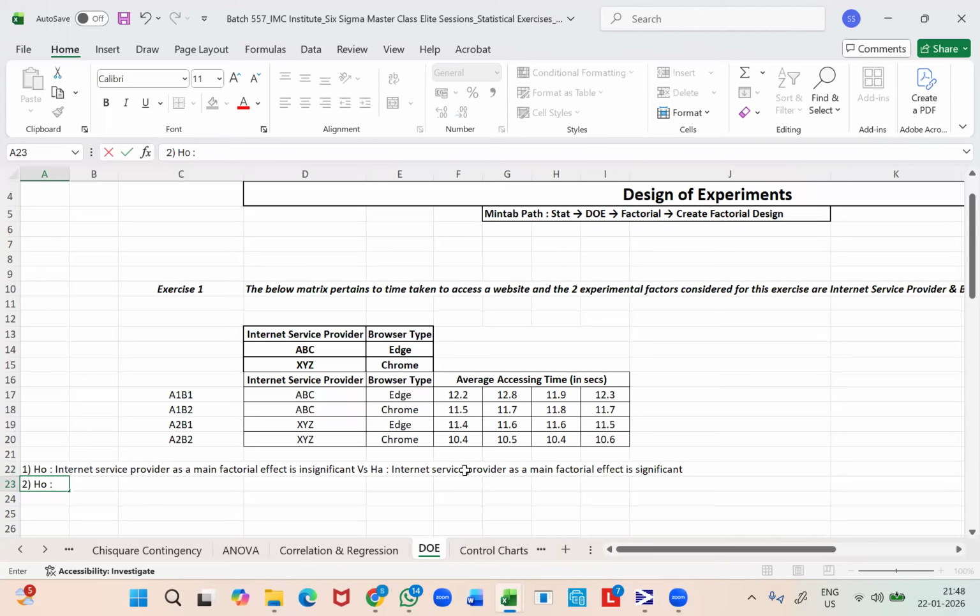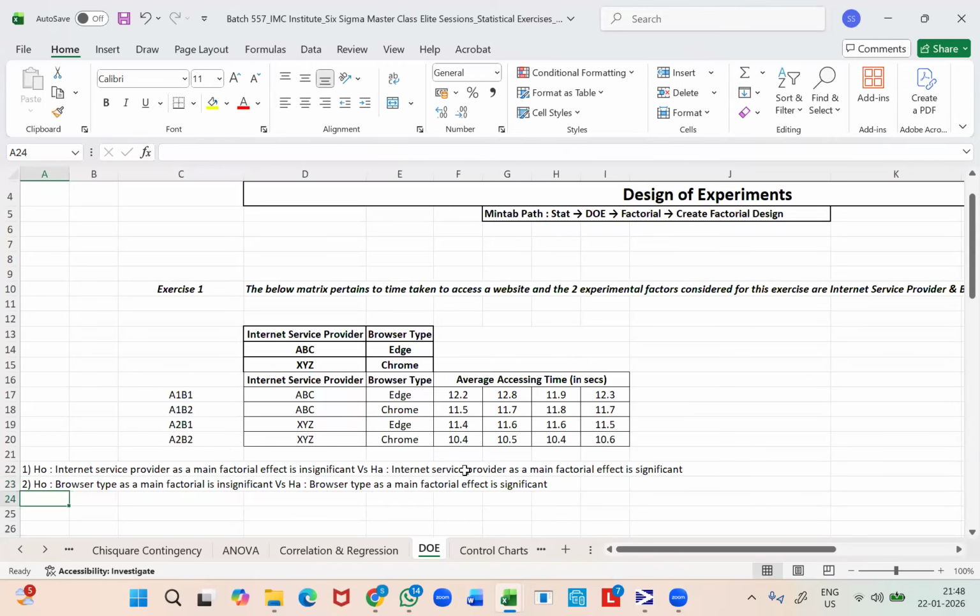So H naught colon browser type as a main factorial effect is insignificant versus HA colon browser type as a main factorial effect is significant, right? So what will be the third pair of hypothesis statements?